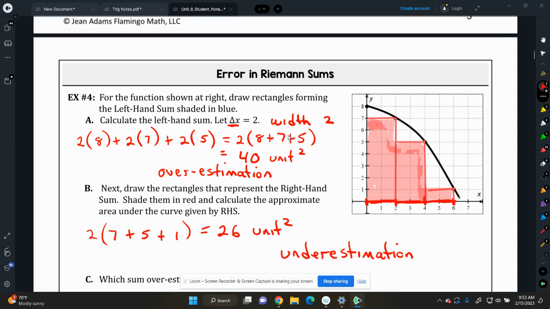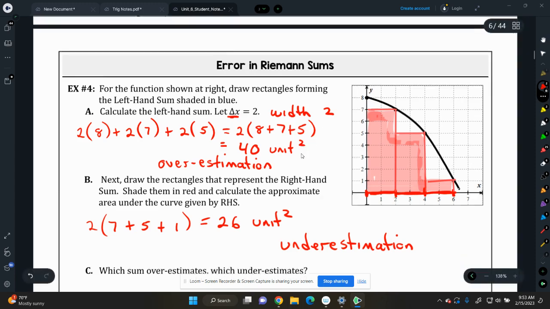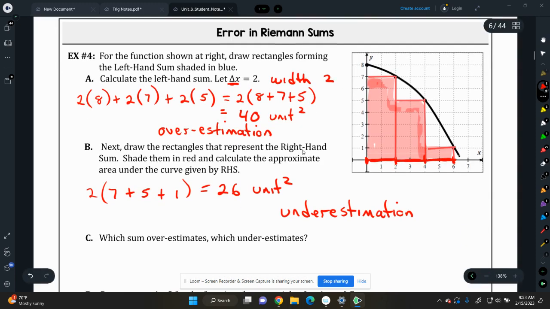Can't you find what the actual one would be, comparing both? Say that again. Could you find what the actual answer is? Well, we don't have an actual equation for that curve, so in this case we can't. We could get a better approximation by using what we call the midpoint approximation.